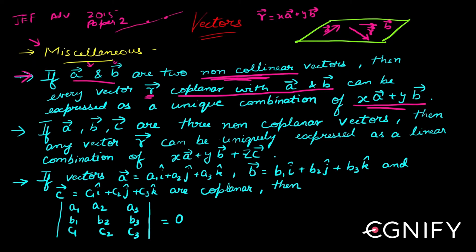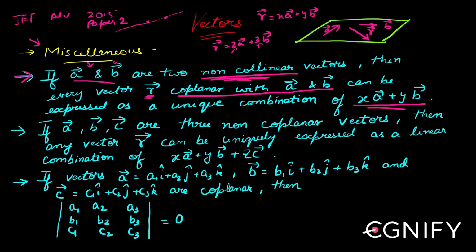and it's a unique combination. So for example, if your r bar is 2a bar plus 3b bar, it will only be 2a bar and 3b bar. It can't be anything else, right? The moment you change any of these numbers or the order or whatever, you will end up getting some other vector in the same plane.